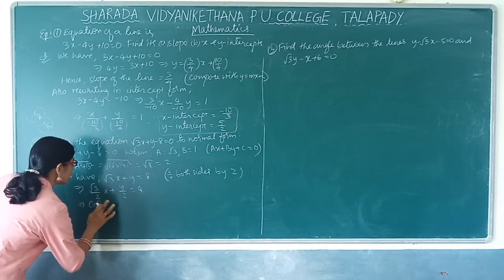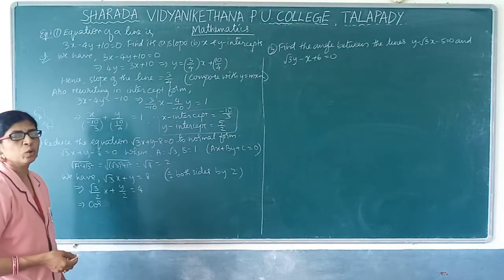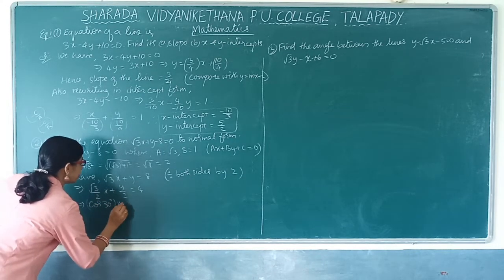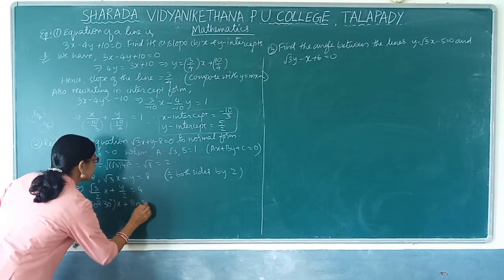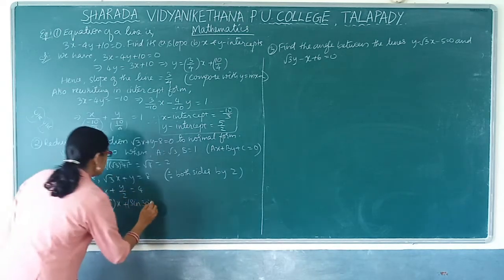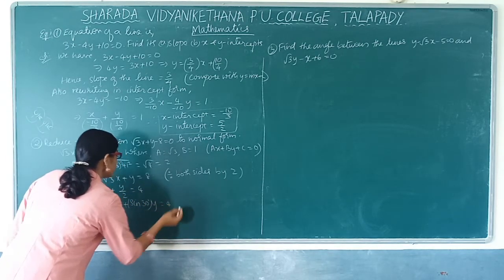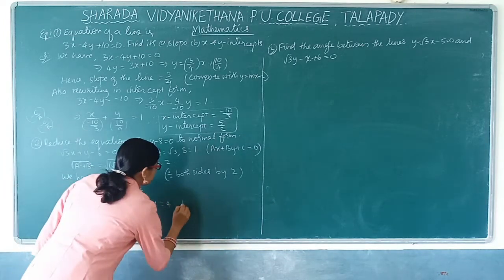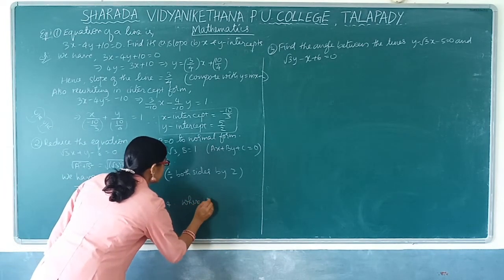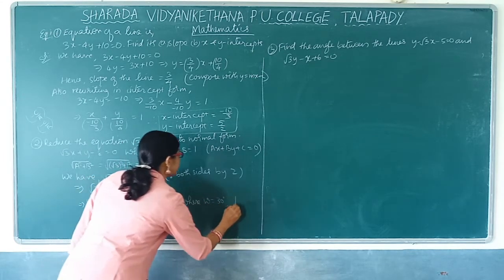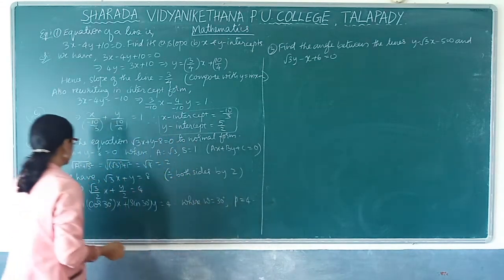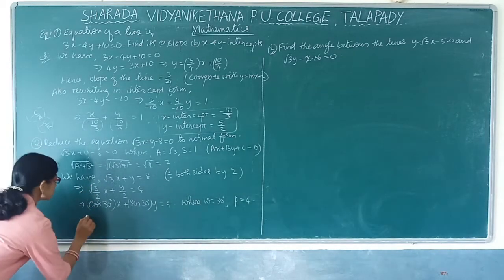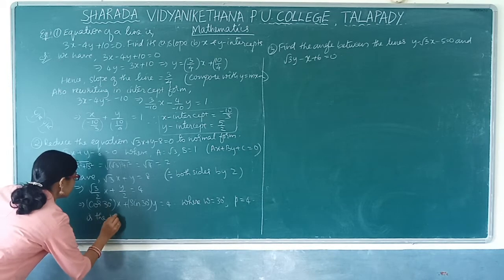Cos omega means omega value when it is root 3 by 2, then it is cos 30. So cos 30 degree into x plus sin 30 degree. Sin 30 is half, 1 by 2. Same value we have there. Is equal to 4. 4 is nothing but what then? P value. Where omega is equal to 30 degree and P value is equal to 4. You know that cos 30 is root 3 by 2, sin 30 is 1 by 2. Is the normal form of equation of the line.